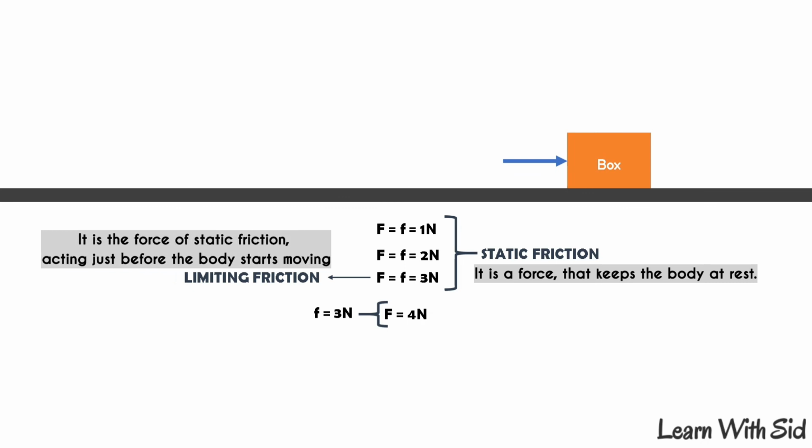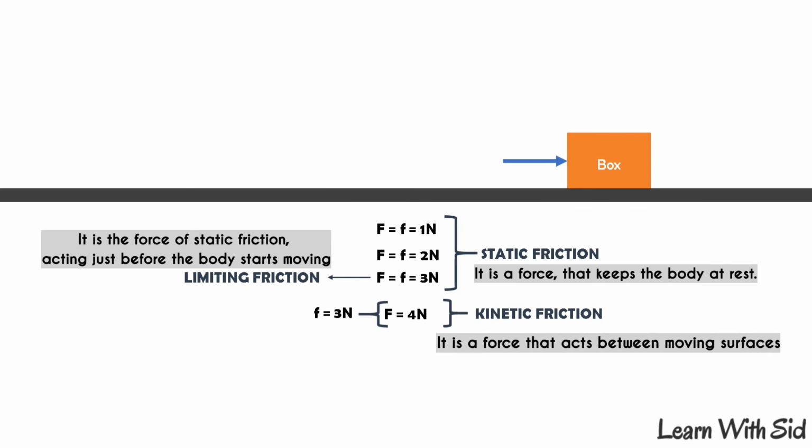Now, in the last case we have applied a force of 4 Newton, but the frictional force generated remains the same, 3 Newton. This is the reason why the box will start moving, because the applied force will overcome the frictional force. Therefore, we can now define kinetic friction as a force that acts between two moving surfaces.